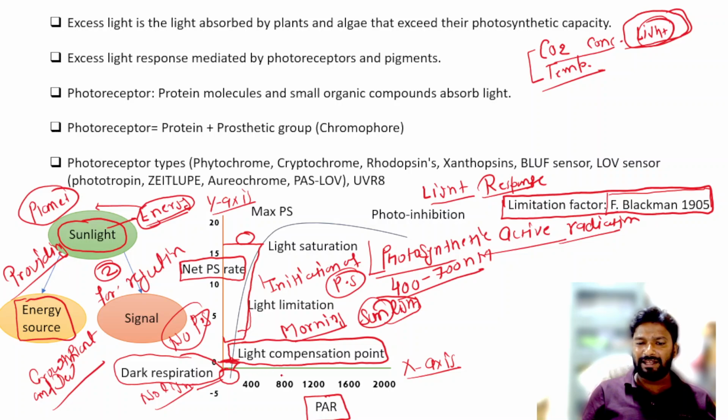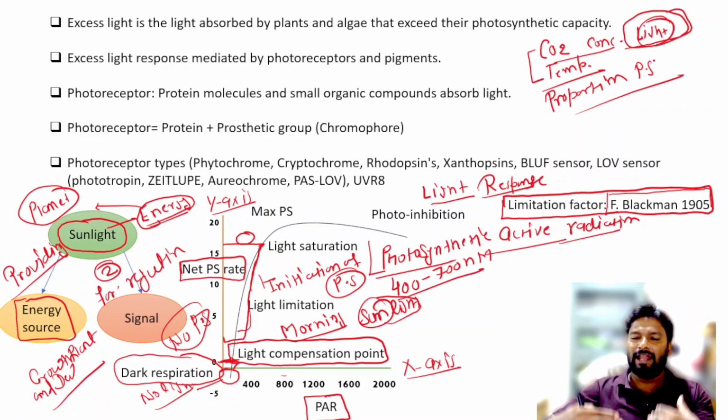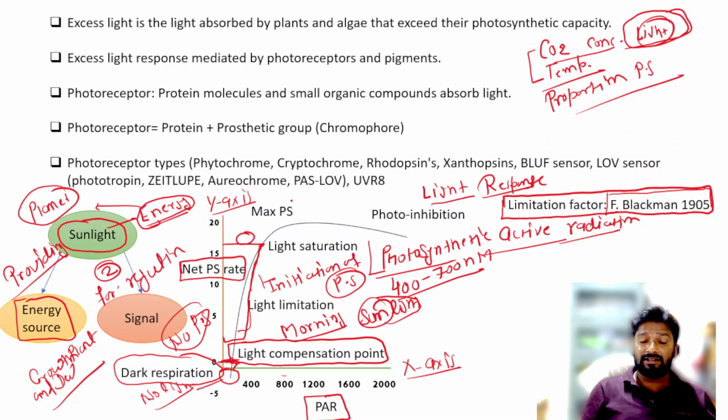So when there is an increase in the light intensity, there is also an increase in the photosynthetic rate. So at this time, light intensity is directly proportional to the photosynthetic rate. Means as we increase the light intensity, there is an increase in the photosynthetic rate. Next is the maximum photosynthesis. So this is the light intensity where the photosynthetic rate is maximum, known as maximum photosynthesis.